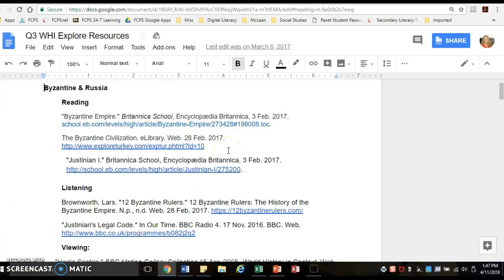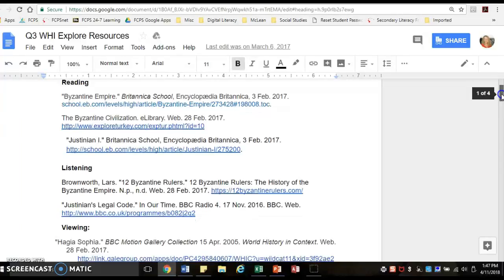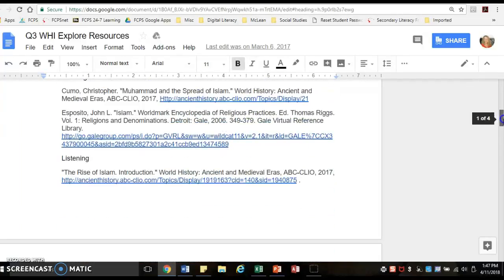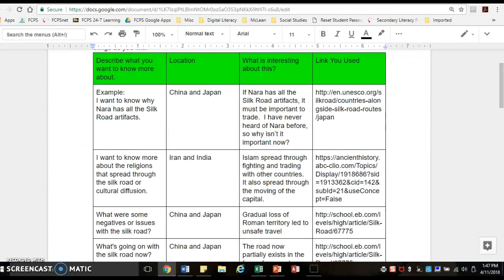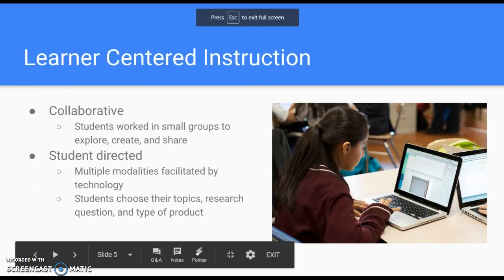Next, students would look at an Explore section, divided both by geographic area and modality, so students could explore what they were most interested in the way that they were most comfortable. So each section had a listening, viewing, and reading section, and we divided it up among many geographic areas and communities within the Silk Road. As students worked, they would start to ask questions such as what were some negatives or issues with the Silk Road. They would explain what they thought was interesting and also include the link so that when they created their project, they would have an easily accessible sort of bibliography to work off of.